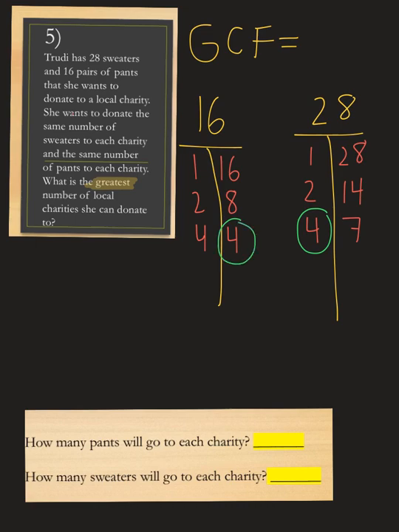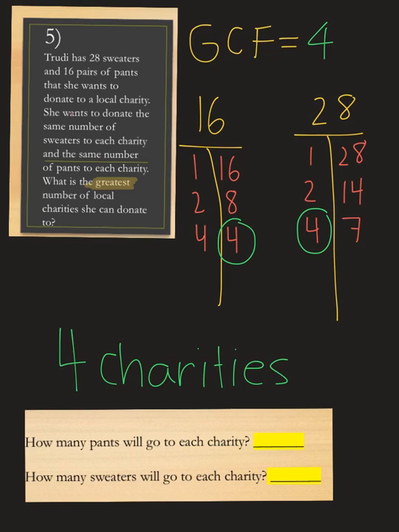So when we're looking at our factor charts, we can see our greatest common factor would be the number 4. So our GCF is 4, which would be the answer to our first part of this question. What is the greatest number of local charities? She can donate to 4 charities.